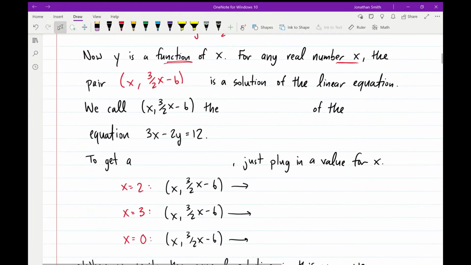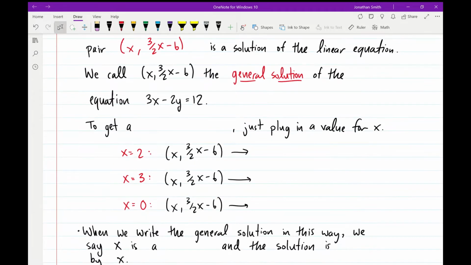So we call this tuple, x and then 3/2 x minus 6 for y, the general solution, because in some sense it encompasses all of the solutions to the linear equation here. We just plug in an x and it's going to give us a corresponding solution. And it's the general solution of the linear equation that we started with, 3x minus 2y equals 12.